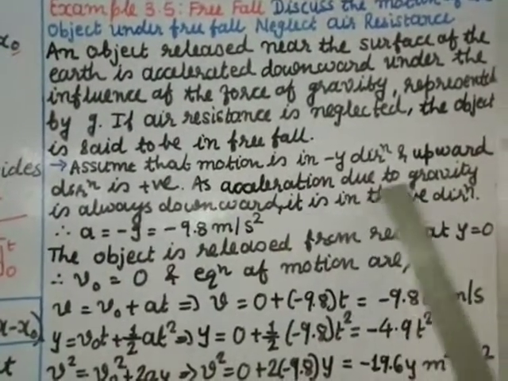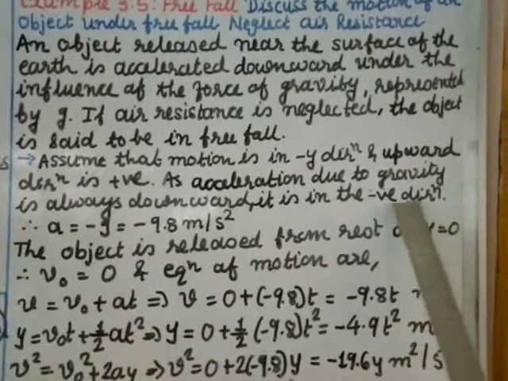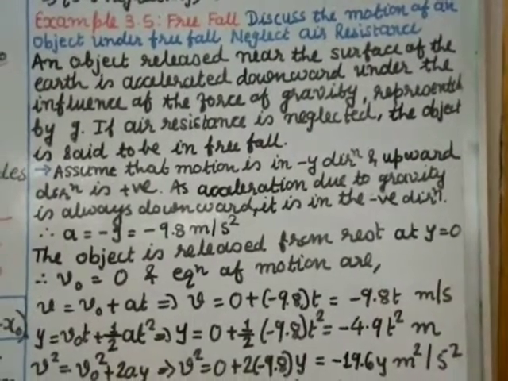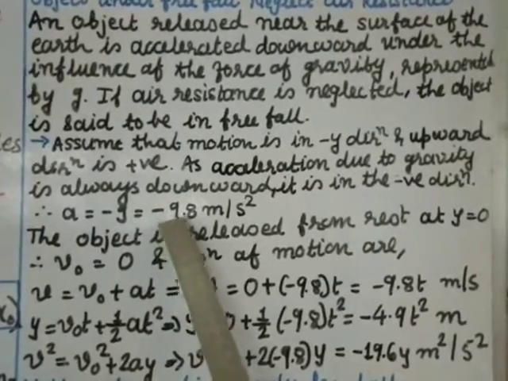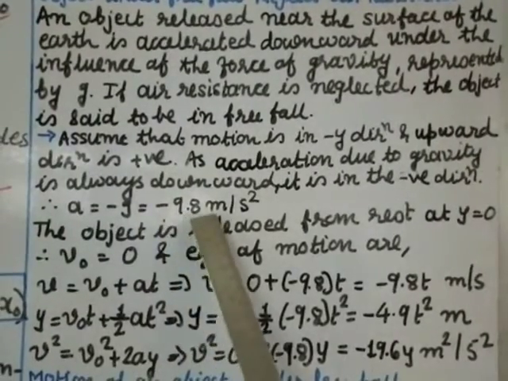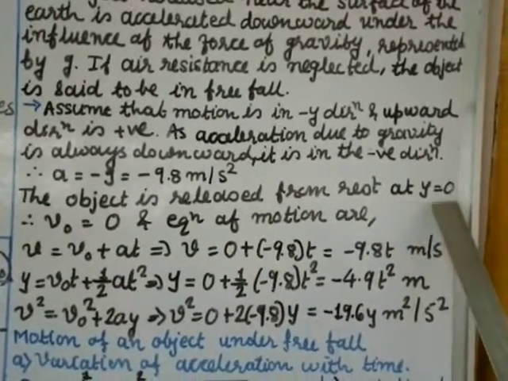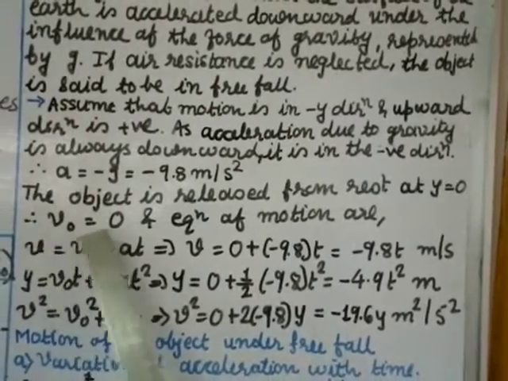As acceleration due to gravity is always downward, it is in the minus or negative direction. So acceleration is towards down, so we consider it as minus. So acceleration due to gravity, a is equal to minus g, and its value is 9.8, so it is minus 9.8 meter per second square. The object is released from rest at y equal to 0. Okay, it is at rest, that means initial velocity v0 equal to 0.